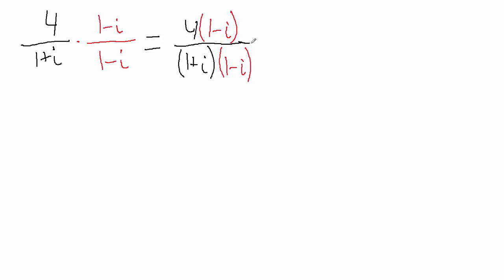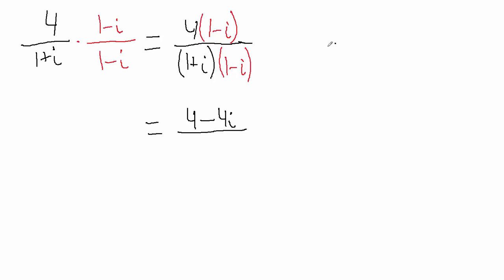Continuing to simplify that, on the top, we're just going to distribute the 4. We get 4 times 1, which is 4, and then minus 4 times i, which just gives us minus 4i. Now what happens on the bottom? Notice, what do we have on the bottom? 1 plus i times 1 minus i.